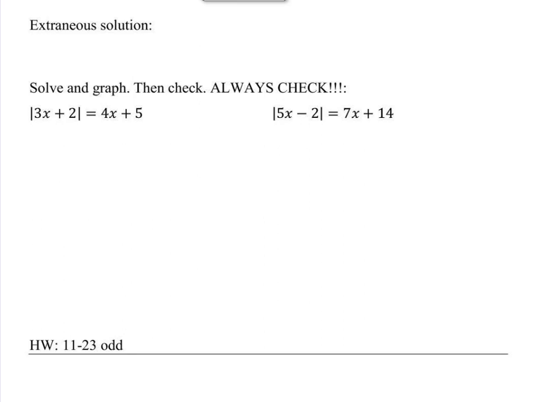All right, extraneous solution. I already defined it a little bit earlier, but let's go ahead and write it down here. An extraneous solution is what again? A solution that doesn't work. It's a solution that you get. So it is a solution. You found it. But it doesn't work when you substitute it back in. That makes it an extraneous solution.